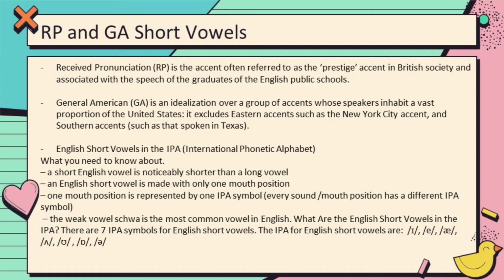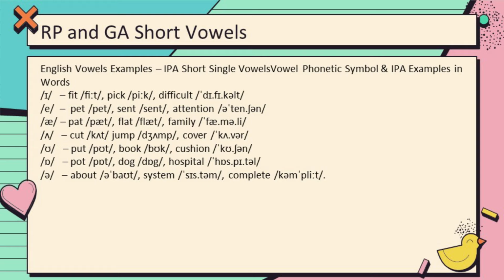The IPA symbols for English short vowels are E, E, A, U, and E. Okay, this is an English vowels example, IPA short single vowels phonetic symbols, and IPA examples in words. E, fit, pick, difficult.